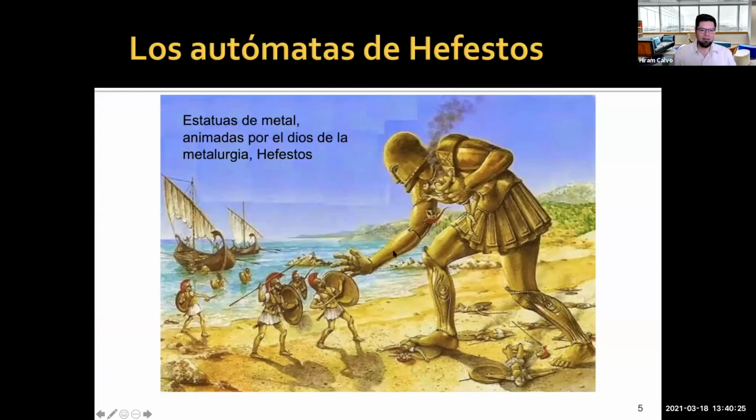Another example are the Hephaestus automata. A very different concept of automata than what we are studying here. It's just that they can move by themselves, and they are metal statues, and Hephaestus, who was the god of metallurgy, gave them the power to move, to have some kind of autonomy, and they could even defend other people from attackers. It's as if we wanted to have something that is alive but serves us and is mechanic. Well, there are a lot of motivations.